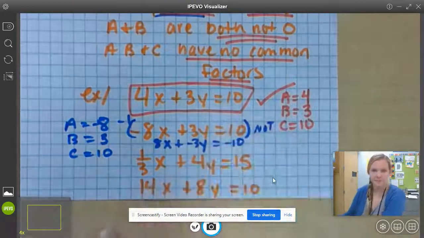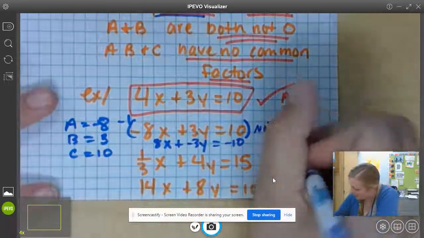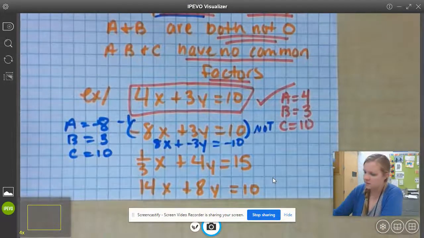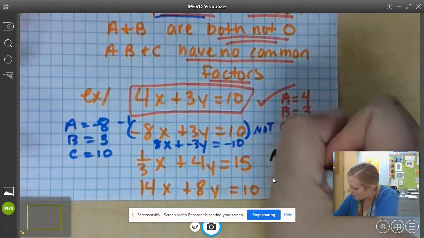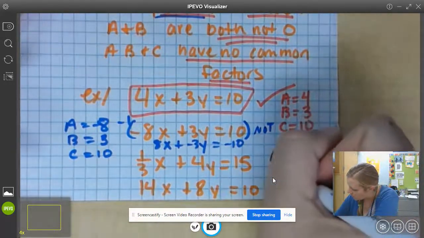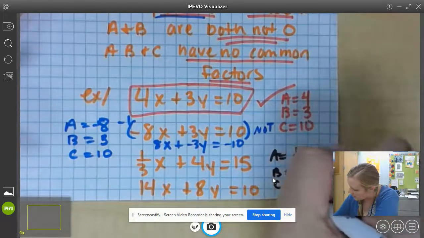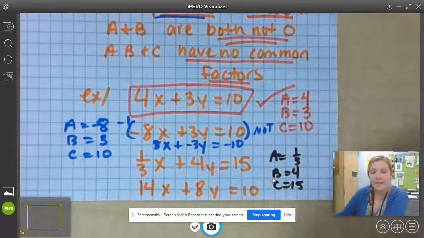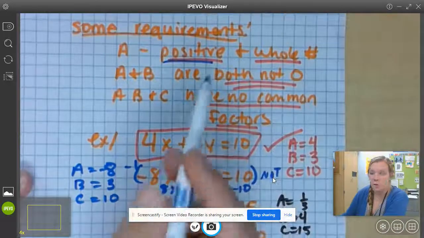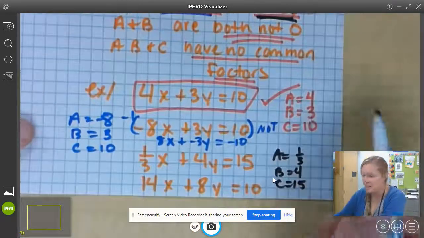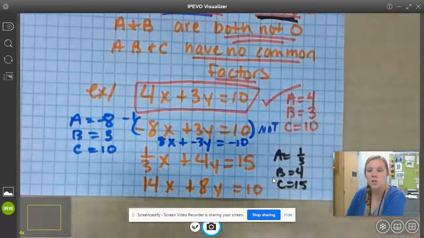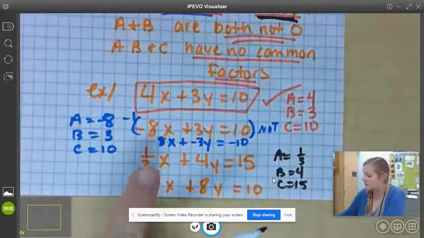For the next one, I'll do it in a different color. I'm kind of squeezing these in here by accident, sorry. A is 1/3, B is 4, and C is 15. That's a problem. If we go through my requirements, A has to be a whole number. And in this case, A is a fraction. So I cannot have a fraction as my leading coefficient.